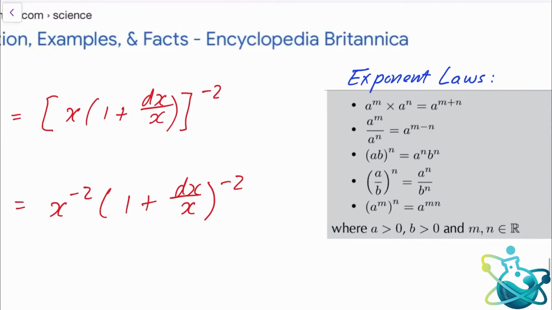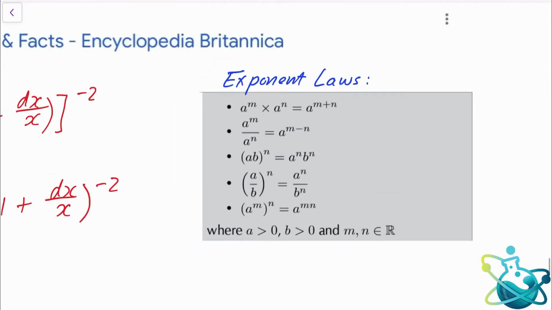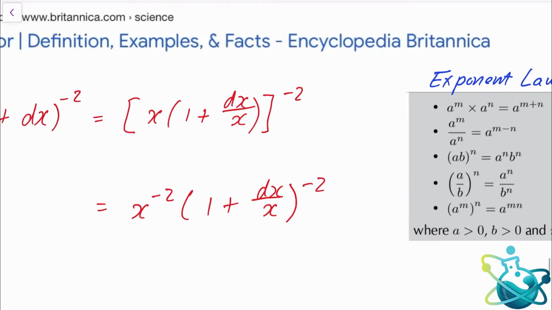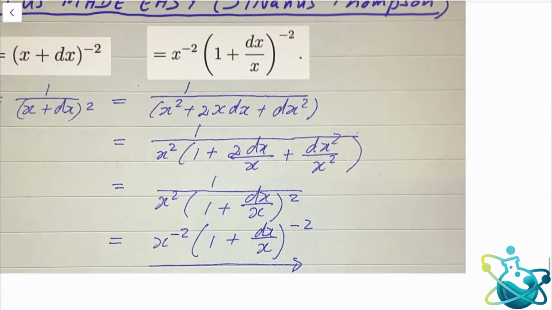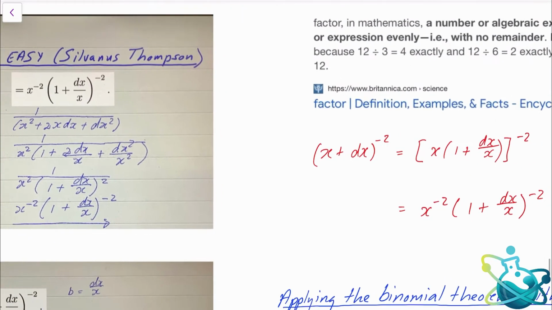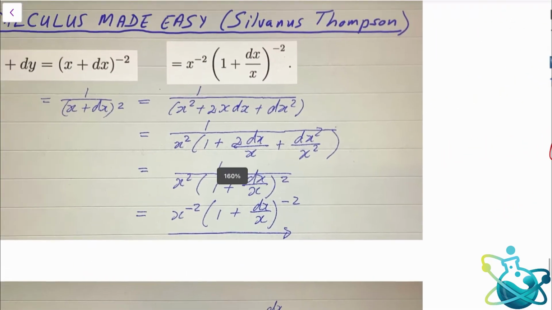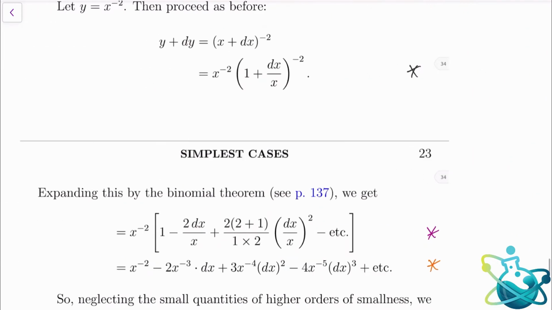But then I applied, if you look at the exponent laws, the third rule here: a times b, inside brackets, to the power n equals a to the power n times b to the power n. Okay, so whatever is inside your bracket, let's make that the a, and the bracket we're going to make the b. So you can put the x to the power minus 2, and then the bracket to the power minus 2 as well. Okay, and this is what you want. And this is exactly what you got here. That one there, and this one here. Okay, good. Guys, let's go back.